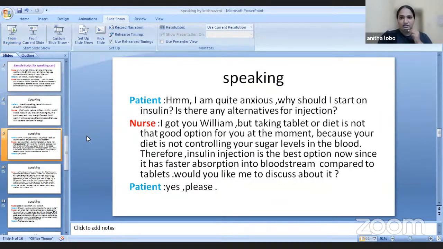I'm quite anxious. Why should I start on insulin? Is there any alternative to injection? I got you, William. But taking tablets or diet is not that good an option for you at the moment because your diet is not controlling your sugar levels in the blood. Therefore, insulin injection is the best option now since it has faster absorption into the bloodstream compared to tablets. Would you like me to discuss it more? Yes, please.